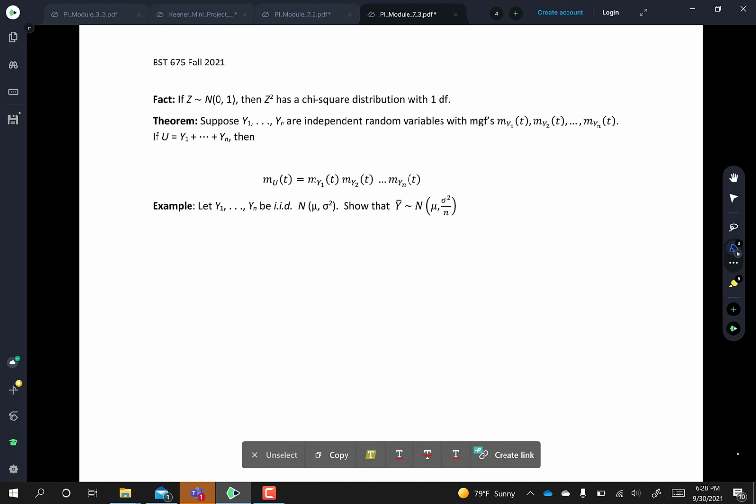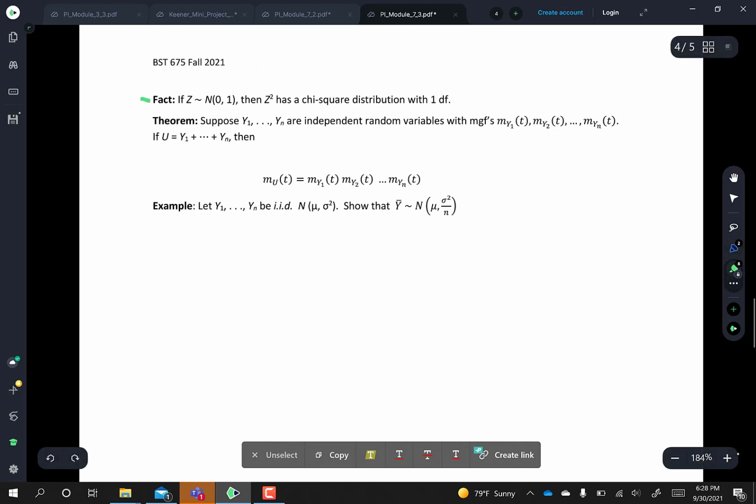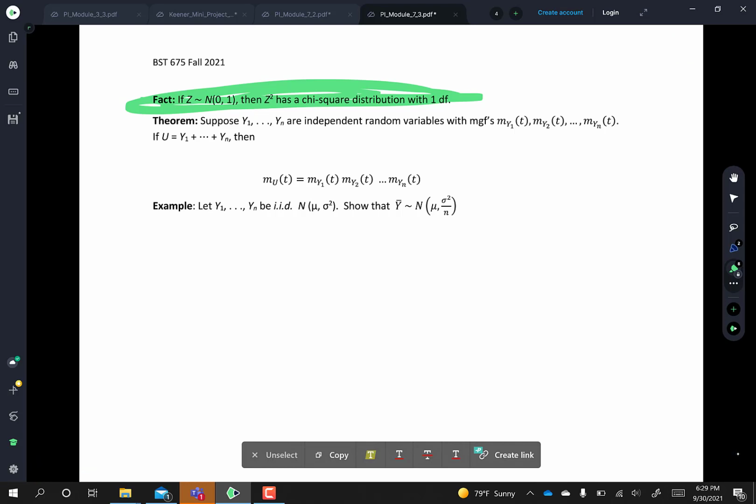So this brings us to this fact. We now know that if z is distributed normal 0, 1, then z squared is going to have a chi-squared distribution with 1 degree of freedom. Right? So here's another theorem that's going to help us out.